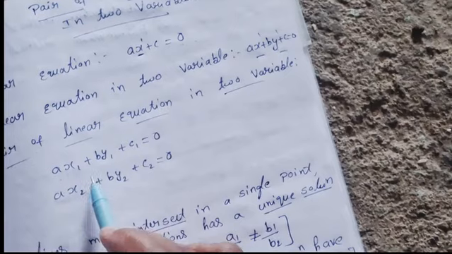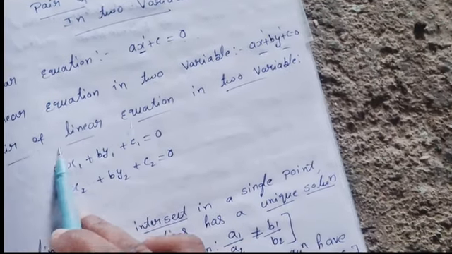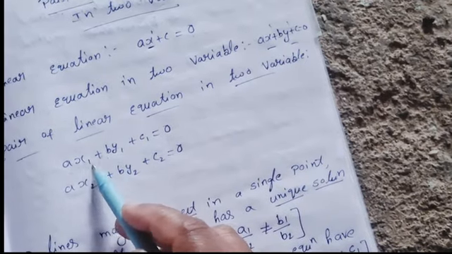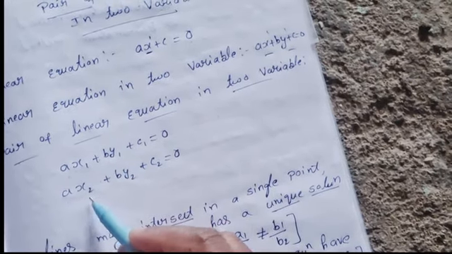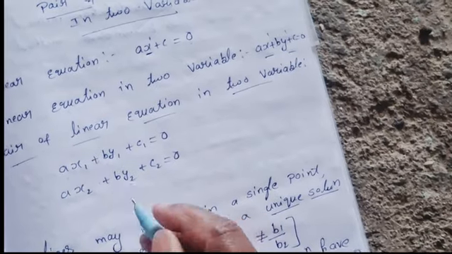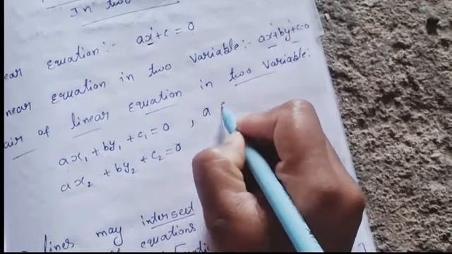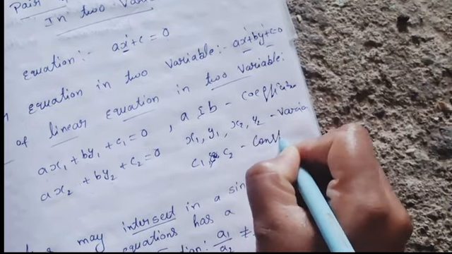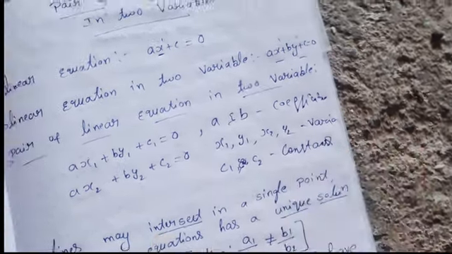This is the standard form for a pair of linear equations in two variables: a1x + b1y + c1 = 0 and a2x + b2y + c2 = 0. Here a and b are coefficients, and x and y are variables. And what about c1 and c2? c1 and c2 are the constants of the equations.